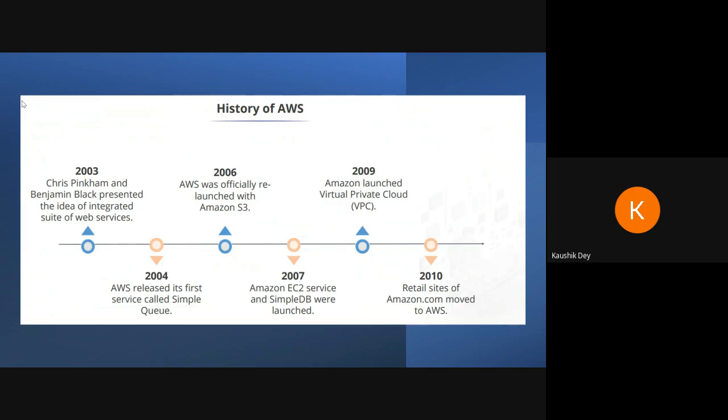The history of AWS: when did AWS start? AWS started its journey in 2003, when the idea of integrating web services and how they would create the services began. In 2004, AWS released its first service called Simple Queue. After that, in 2006, they officially launched Amazon S3, Simple Storage Service, the storage service. In 2007, they created the EC2 service, SimpleDB, and so on. The journey is going on.